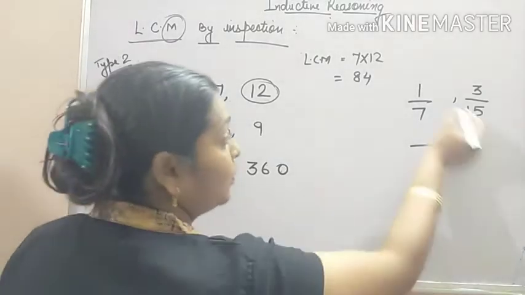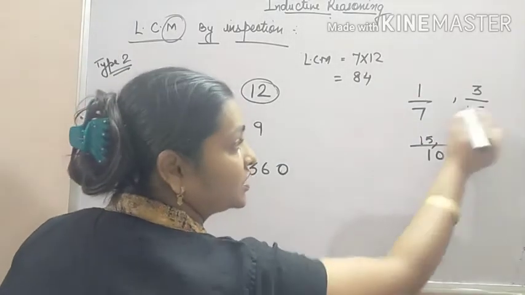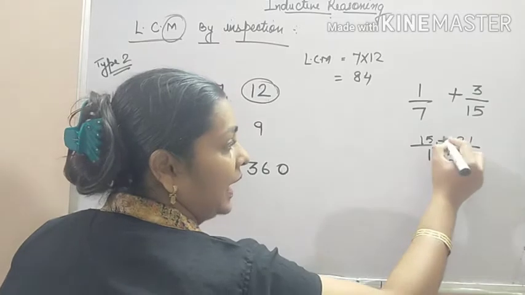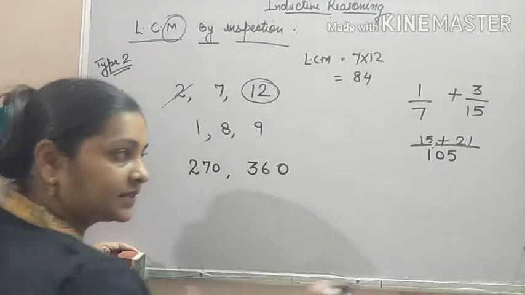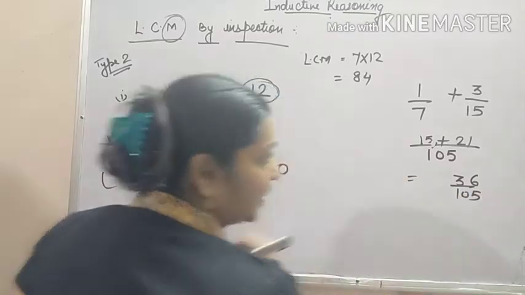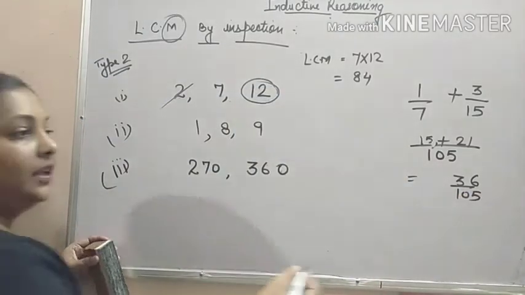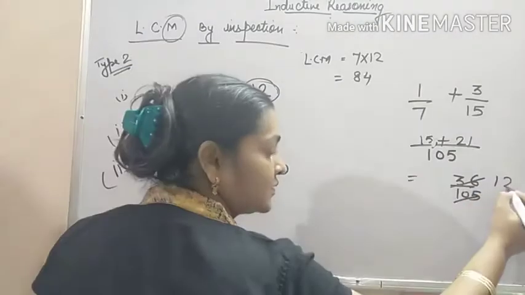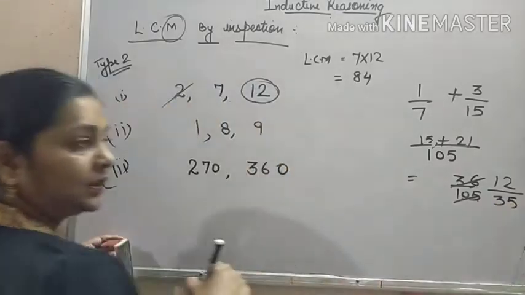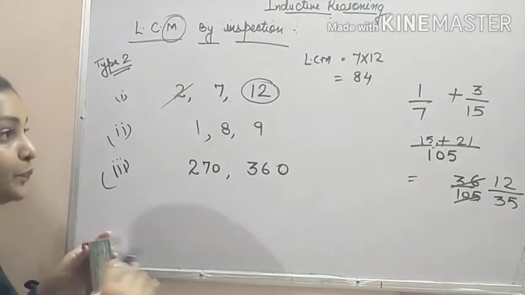Okay. Now you have to just do the cross multiplication. If a plus sign is there, add them. If a minus sign is there, subtract them. 36 by 105 is your answer. Then you can convert it into lowest form as well. 12 by 35. Is that clear?